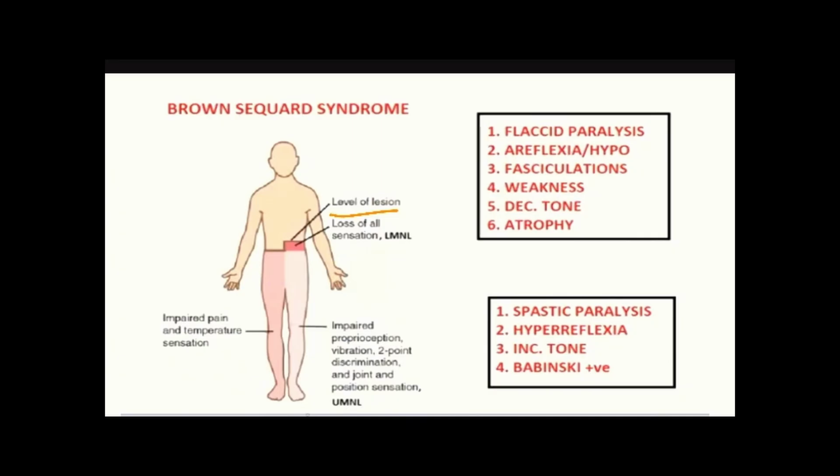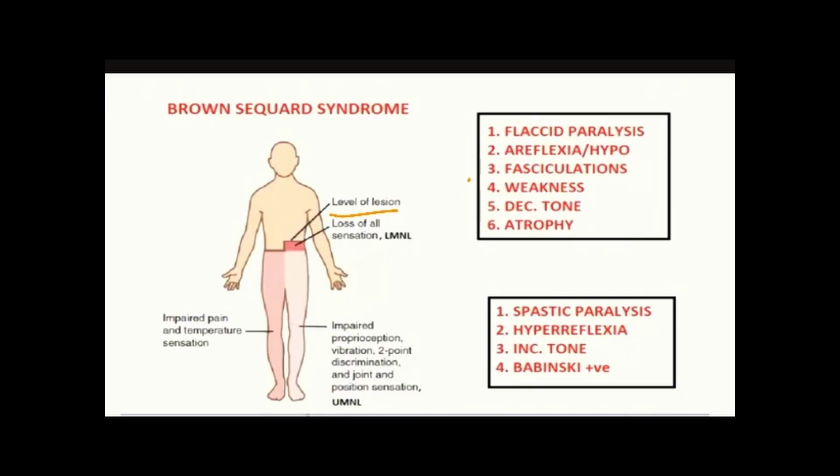So remember this for Brown-Séquard. Remember this one, this slide. Yep, so that's the summary slide for Brown-Séquard. It's a hemisection of the spinal cord. Only half of it's gone.